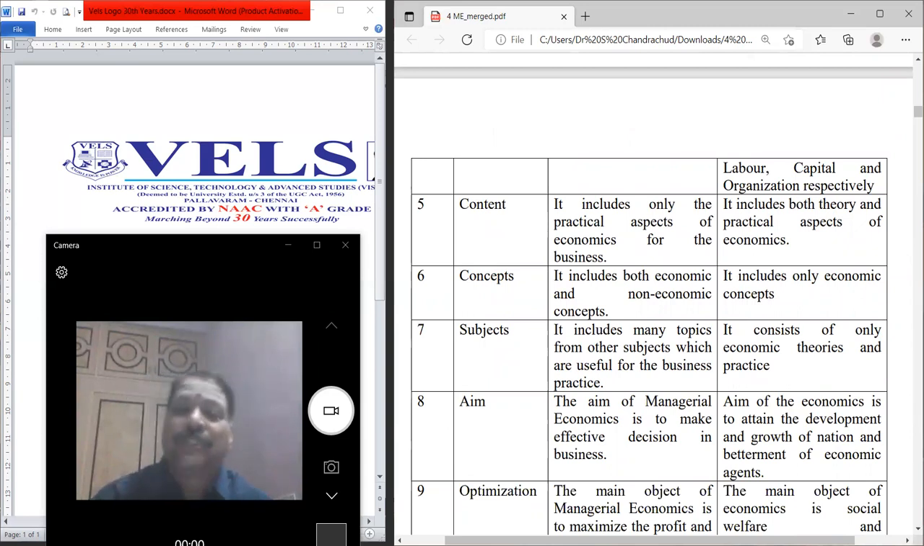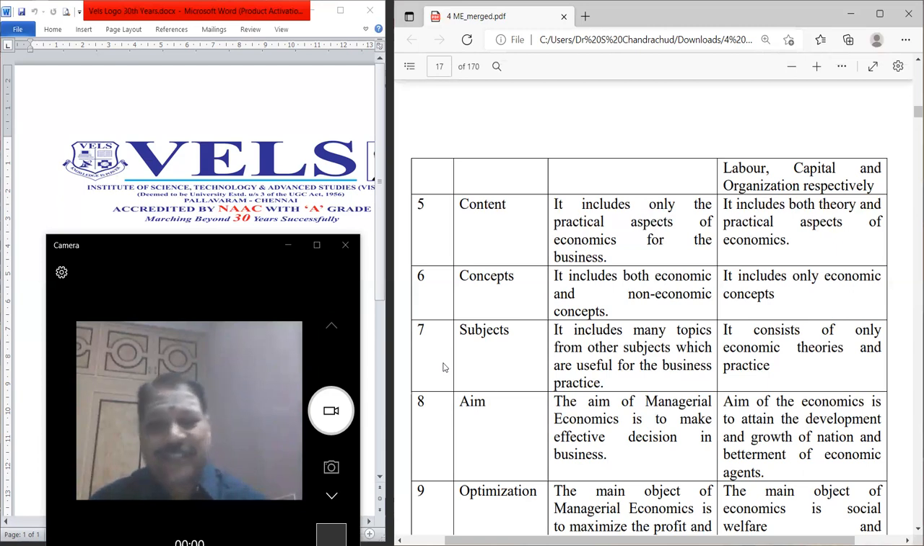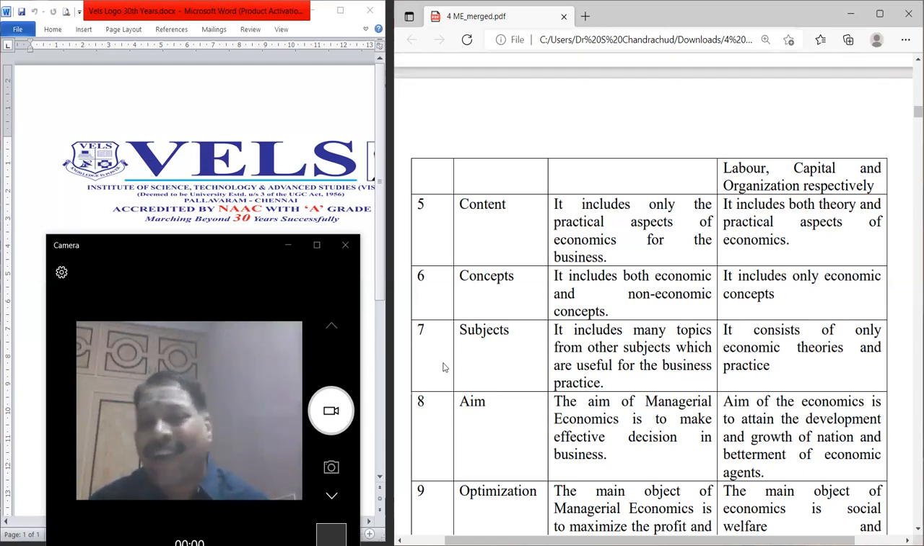Managerial economics includes only the practical aspects of economics for the business. But it is not so in traditional economics, because it includes not only the theory, but also the practical aspects of economics. Then the next factor is what concepts have been included. In managerial economics, we consider not only the economic concept, but also the non-economic concept. That is why it includes both economic and non-economic concepts. But traditional economics considers only the economic concept.